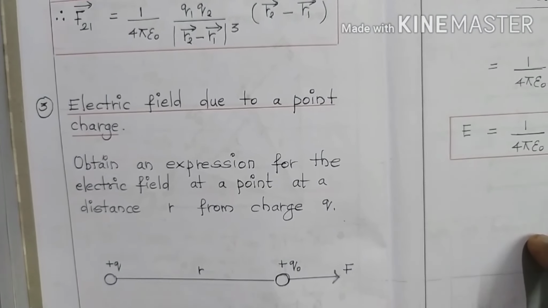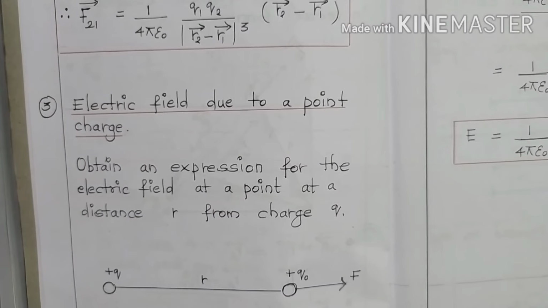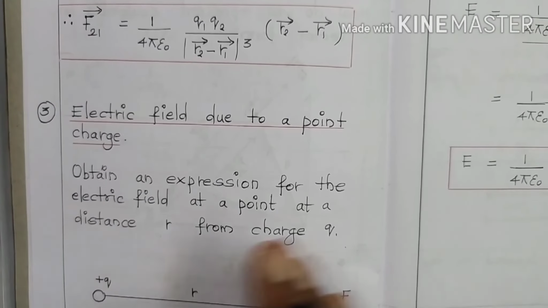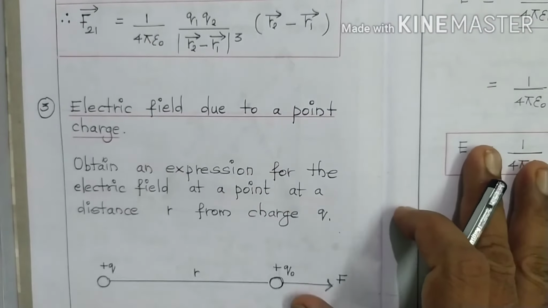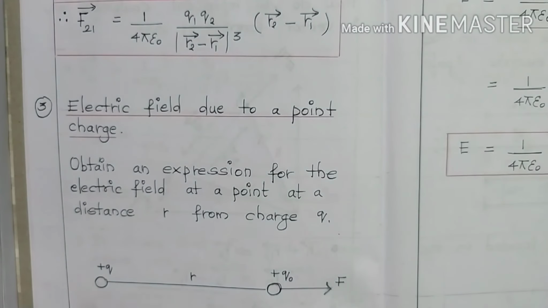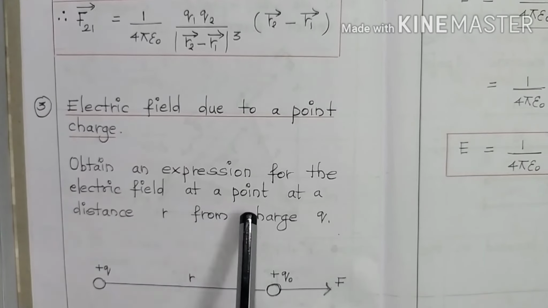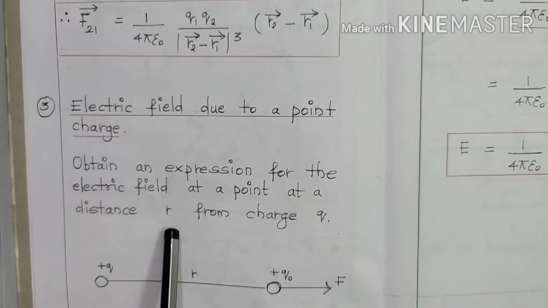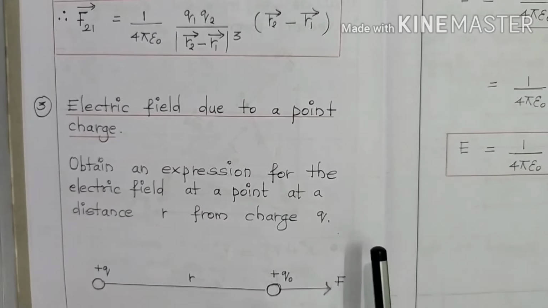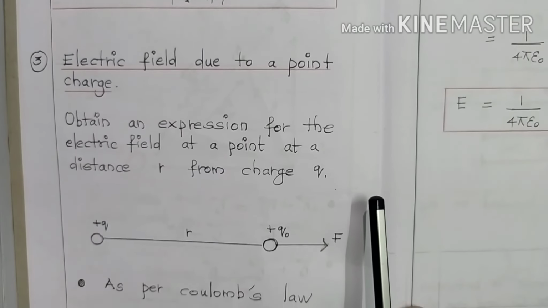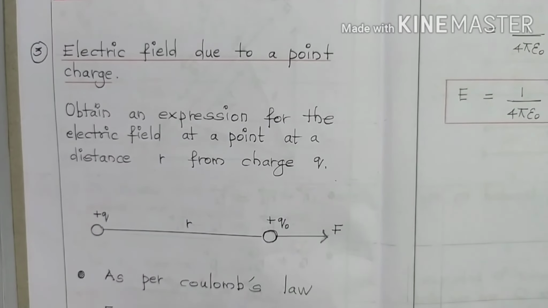Electric field due to a point charge. The third one is electric field due to a point charge. Obtain an expression for the electric field at a point at a distance r from charge q. So now let us take a close look at the diagram. Diagram is more important for derivations.